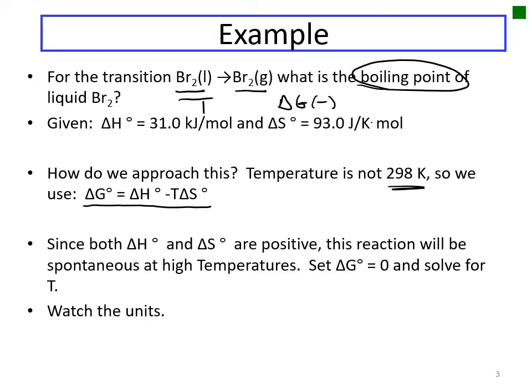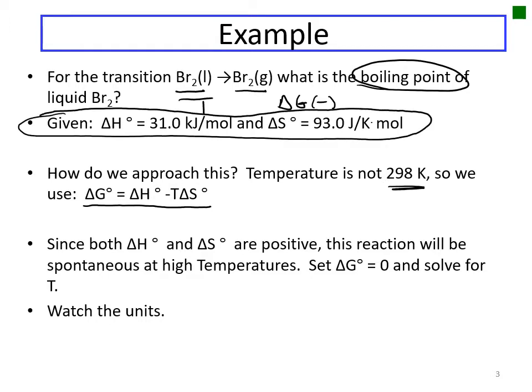Now, to do this, we have to be given some information. So we are given a delta H and a delta S for this process, the change in heat and the change in entropy. Now, note these are both positive. Because these terms here are both positive, we know that this reaction is going to be spontaneous at high temperatures.